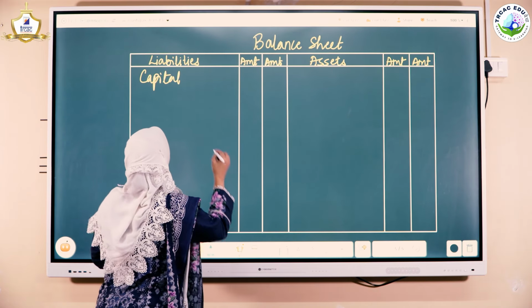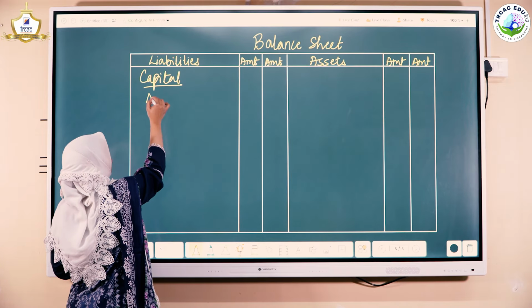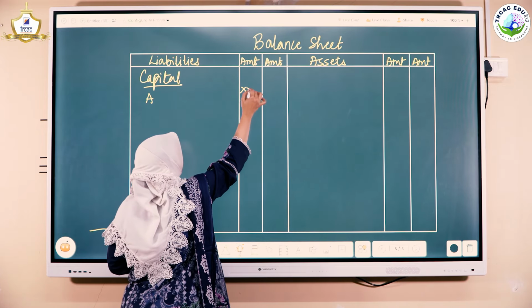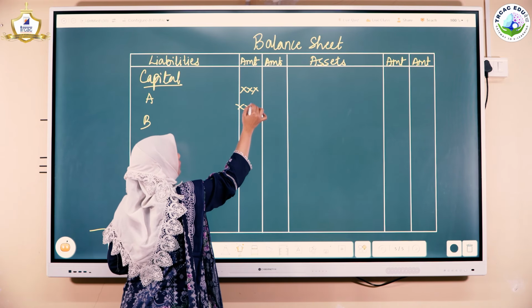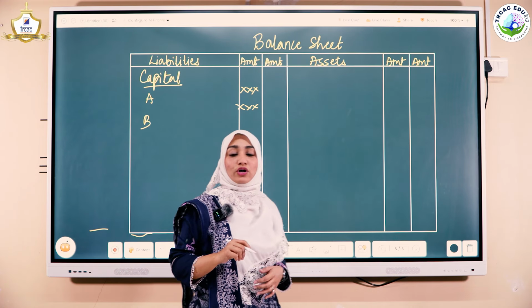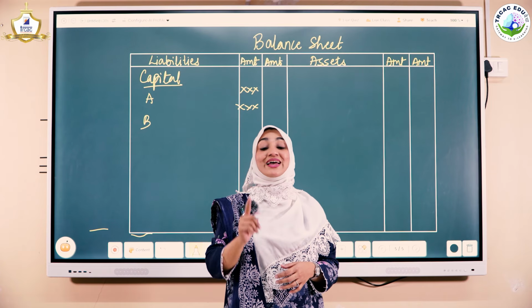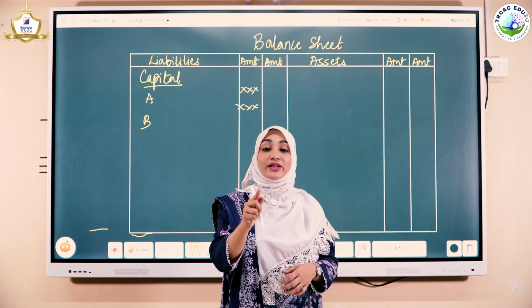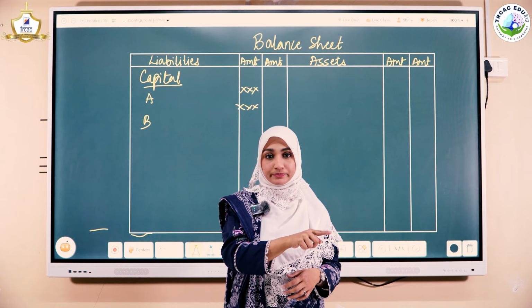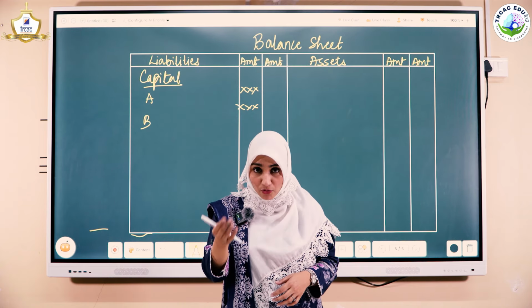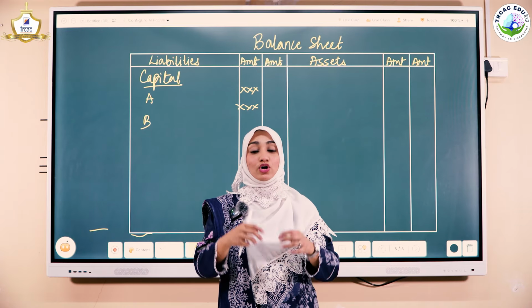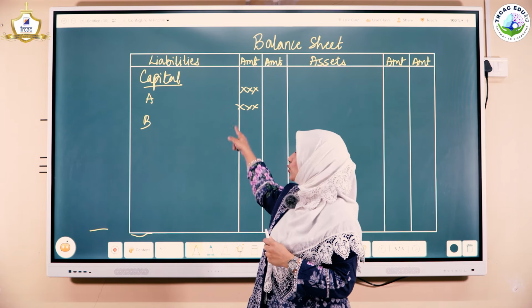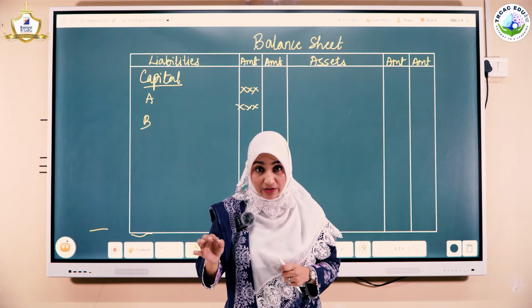So let us just say you have capital. You will write for A, the amount will go into the inner column, and you will write for B, the amount will go into the inner column. Why inner column? Because if the partner is having any drawings, it will be deducted from capital, and the net profit will be added. If there is a net loss, it will again be deducted. So this adjustment we can do in the balance sheet itself.